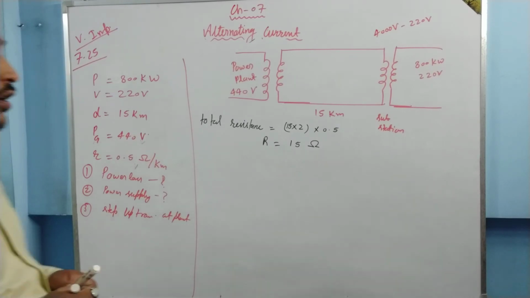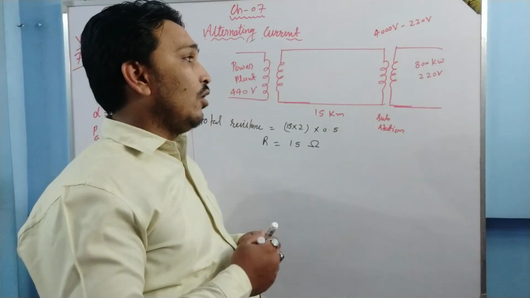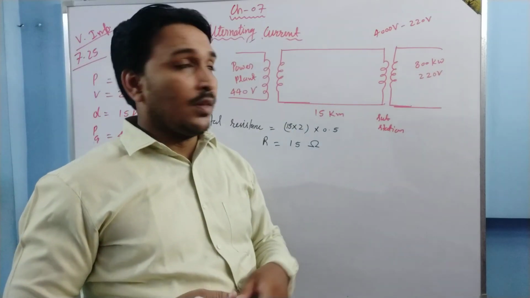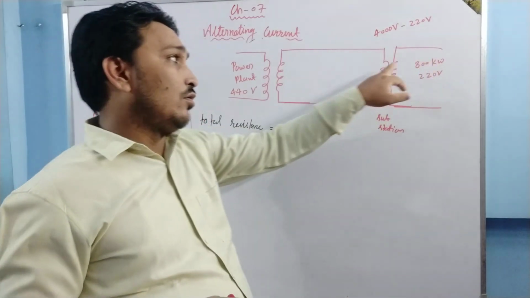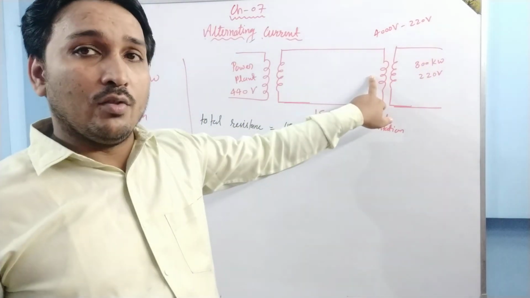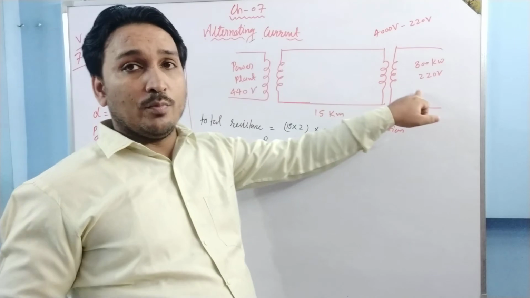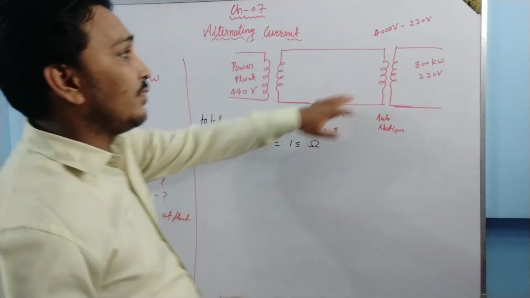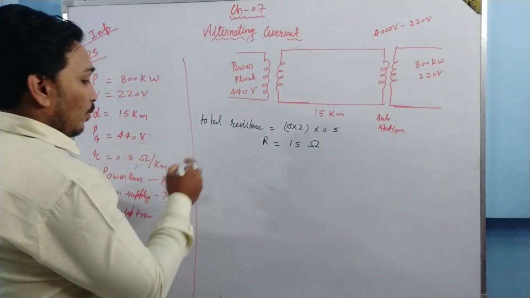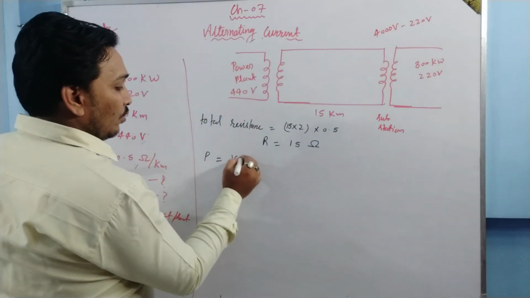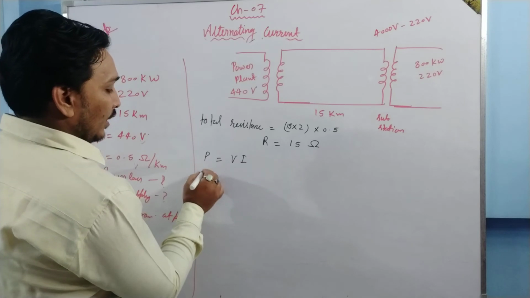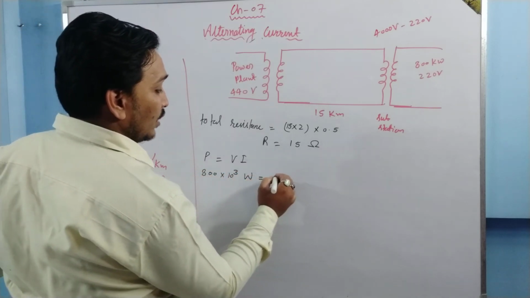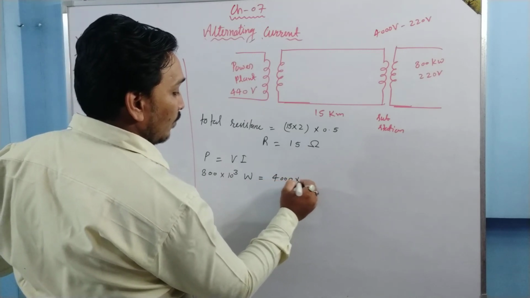Shall we calculate the current? What is the current flowing through this? Now the thing is, in a transformer, power is assumed to be constant. So 800 kilowatt power is this. This inductor must be having 800 kilowatt power. Power input must be equal to power output. So this is having a power of 800 kilowatt and its voltage is 4000 volt. So power is equal to V into I. So 800 multiplied by 10 to the power 3 watt is equal to 4000 volt multiplied by I.